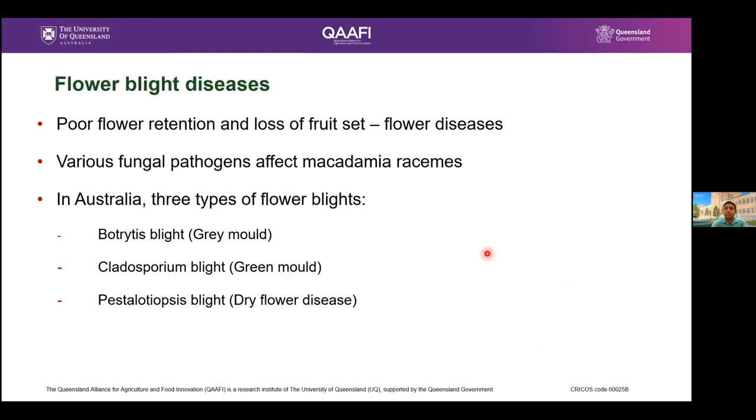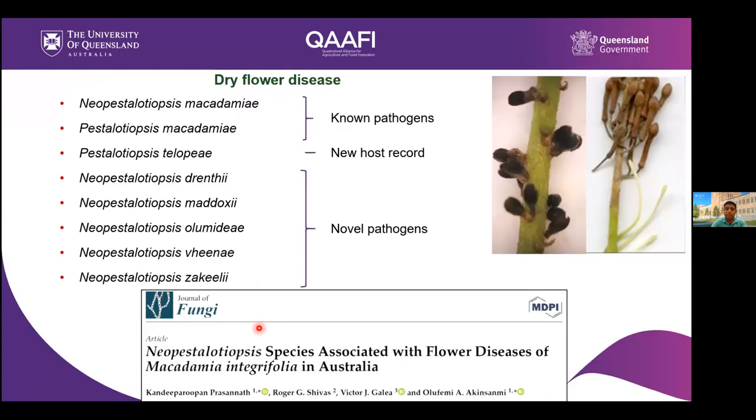The flower diseases of macadamia, generally called flower blight disease, threaten the Australian macadamia industry. Poor flower retention and loss of fruit set due to flower diseases have been reported from all the macadamia production regions in Australia. Various fungal pathogens affect macadamia racemes in Australia. Three types of flower blights have been reported: Botrytis blight, also known as grey mold, Cladosporium blight, or green mold, and Pestalotiopsis blight, or the dry flower disease.